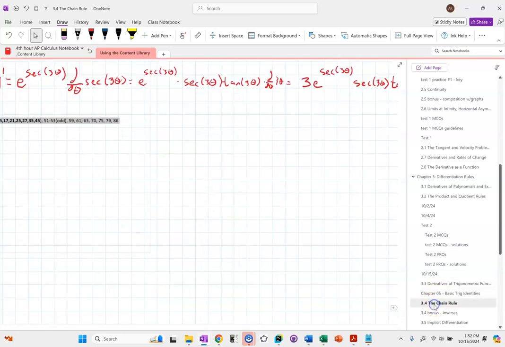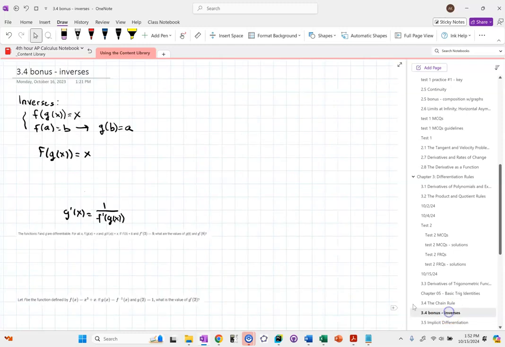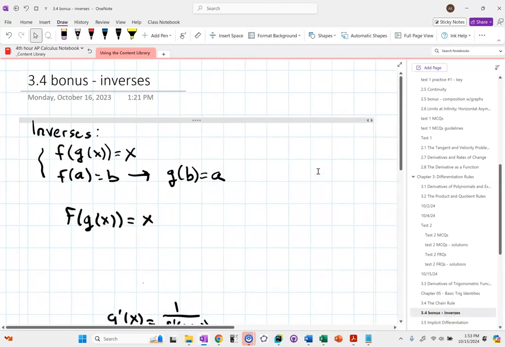Okay. So I want to do a little bit of bonus idea about doing derivatives involving inverse functions. So this is a little bit of a bonus thing. It's not explicitly covered in our textbook well, so I want to take a moment and talk about it because this is something that not uncommonly we'd see on an AP exam.